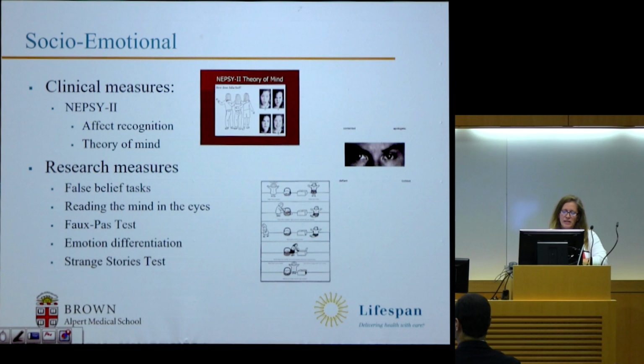Annie leaves the room. The other girl gets up, takes the marble out of her basket, and hides it in her box. Annie comes back in and wants to play with her marble. Where would she look for it? The child with autism usually doesn't step back and understand that she won't know things that happened while she was outside of the room, so she'll say it's in the box, whereas more typically developing children will understand she doesn't know that. She's still going to look in the basket because that's where she left it. And that's a pretty typical theory of mind task.